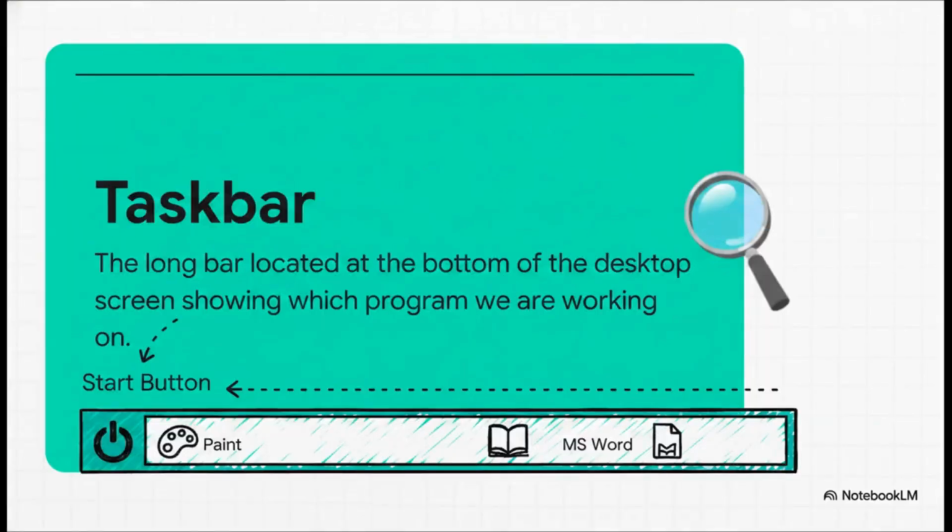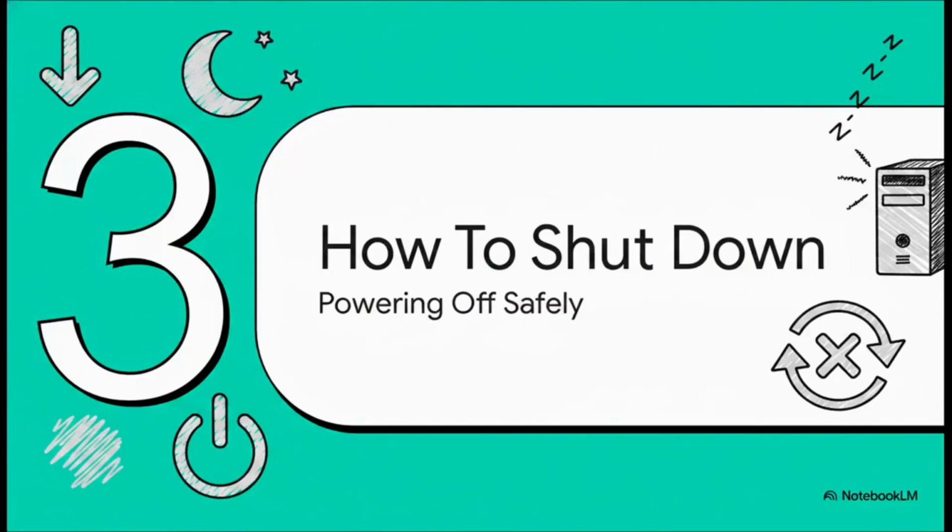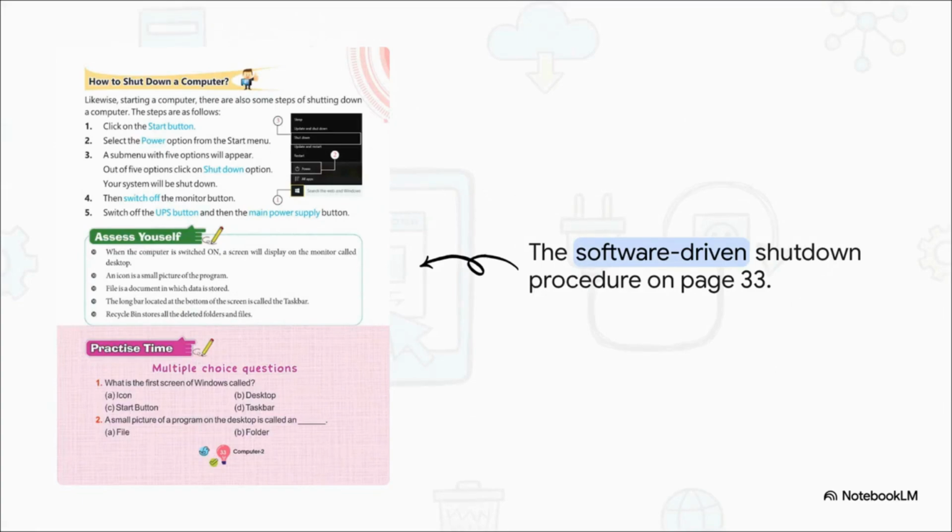And down at the very bottom of your screen sits the taskbar. The textbook defines it as the long bar located at the bottom of the desktop screen that shows which program we're working on. So if you have Paint and MS Word open, both are going to be pinned right down there. Nestled on this taskbar is the Start button. It's used to start programs, open documents, and importantly, it's the exact same button we use to turn the whole system off. Which leads us perfectly into Section 3, How to Shut Down. And this brilliantly illustrates that shutting down is absolutely not just yanking the plug out of the wall.